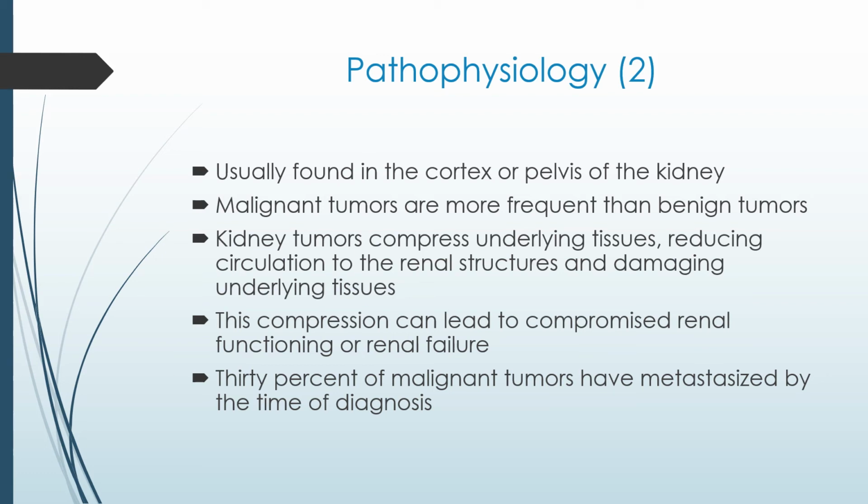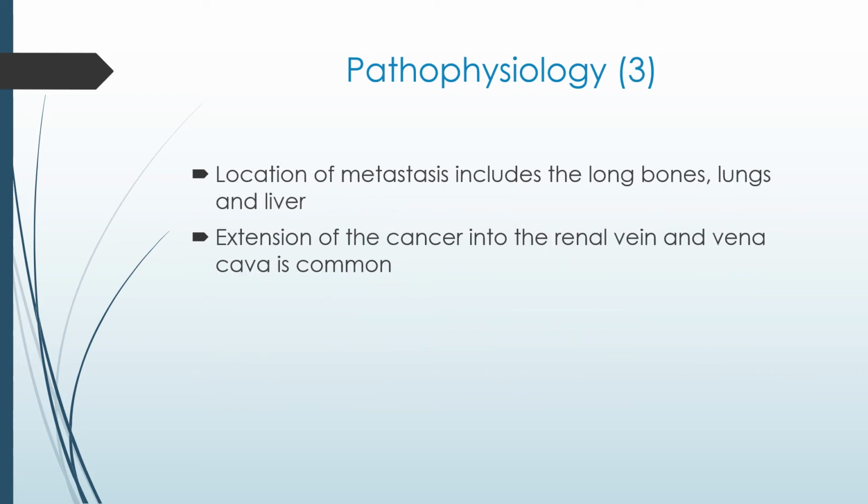And then 30% of malignant tumors have mets by the time of diagnosis, which means, just like the beginning stages of PKD, there will be no symptoms in the beginning. Location of the mets will include the long bones, the lungs, and the liver. Extension of the cancer into the renal vein and vena cava is common.